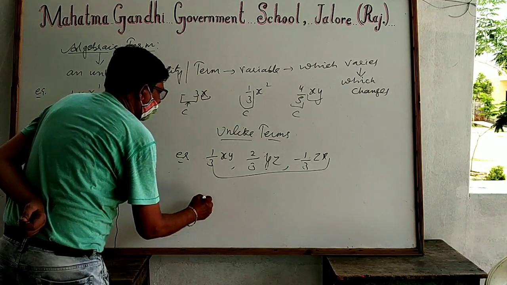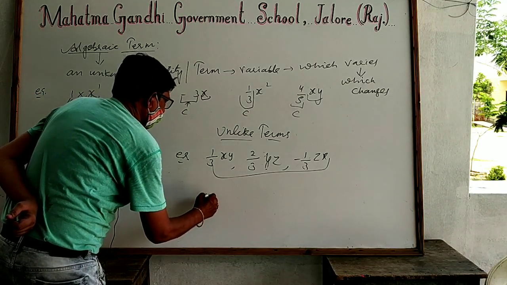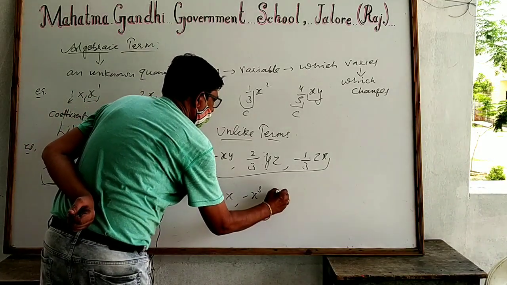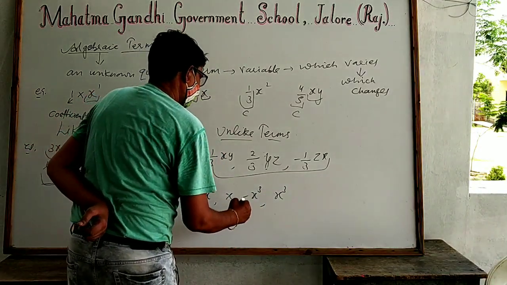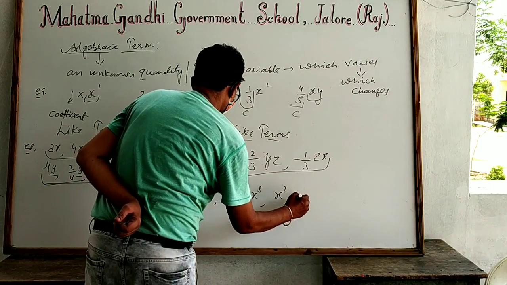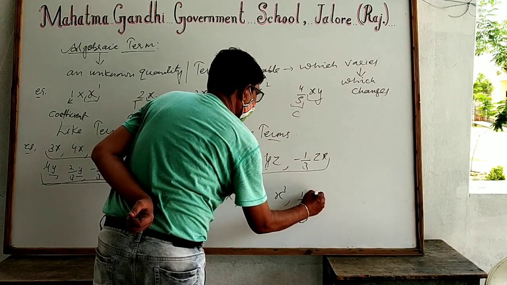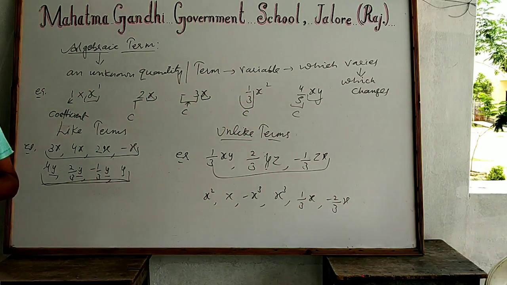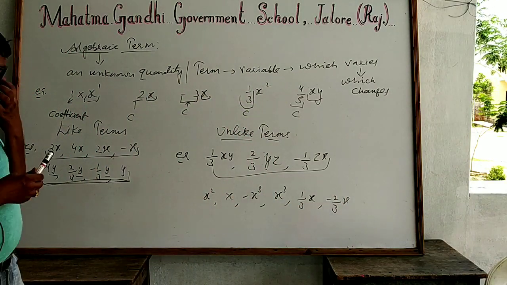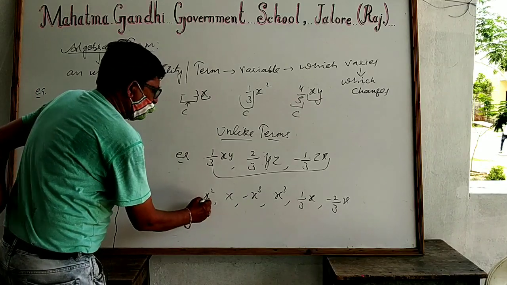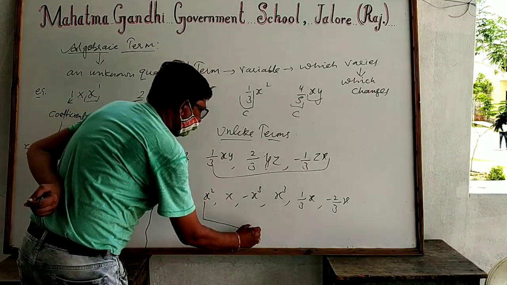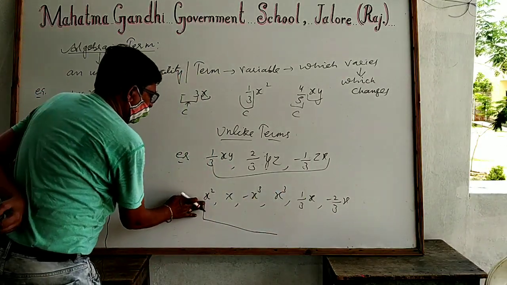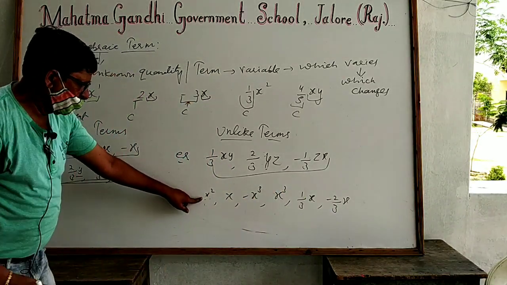One more bunch of examples we take. x square, x, minus x cube, 1 by 3x, minus 2 by 3. Here we can identify which are like and which are unlike. So you can note x square, and no other term is x square. So no term is there like x square.